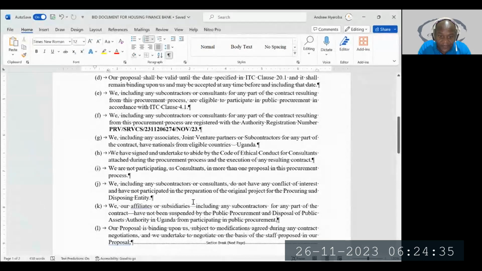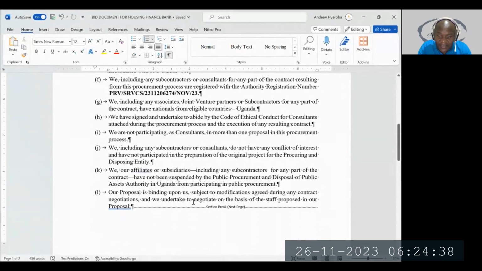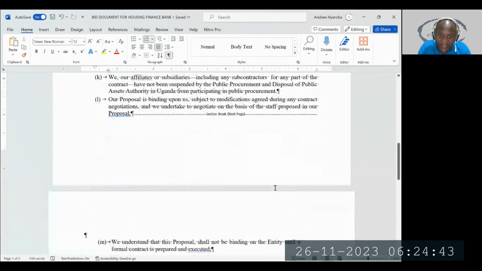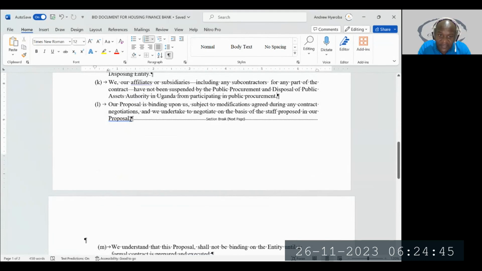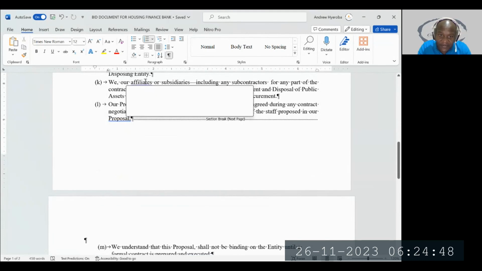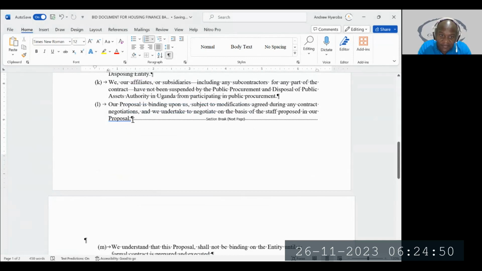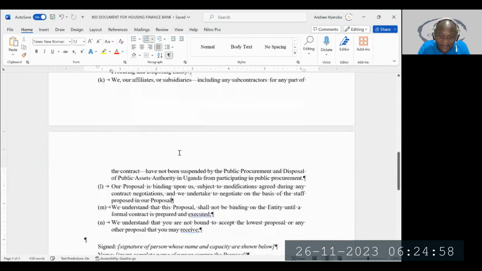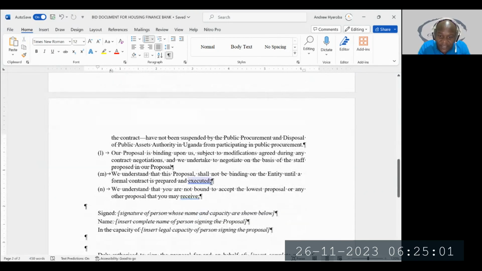And then we and our affiliates or anyone have not been suspended. Very true. This proposal is binding upon us, subject to modifications agreed. We are affiliates or subcontractors. So you can see Microsoft Word is really helping these people edit their documentation. Okay, IJKL. We understand that this proposal shall not be binding on the entity until a formal contract is prepared and executed. Our proposal is binding.